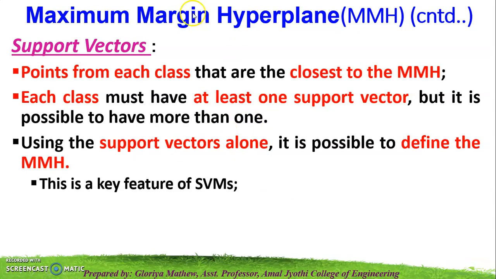So now let's define the support vectors. The points from each class that are closest to the MMH, the maximum margin hyperplane, are known as support vectors. Each class must have at least one support vector, but it is possible to have more than one. Using the support vectors alone, it is possible to define the maximum margin hyperplane. This is a key feature of the support vector machine.